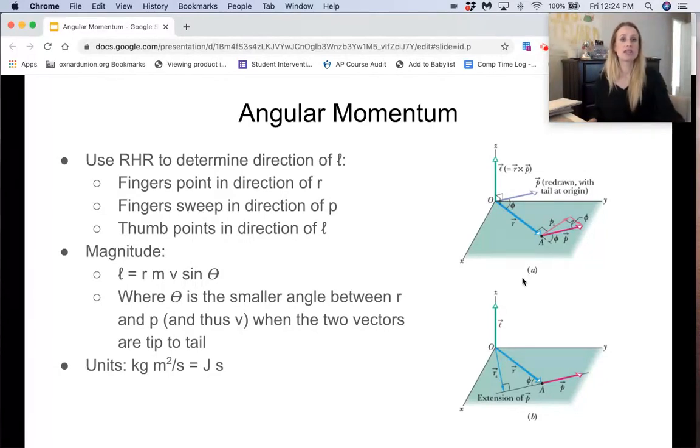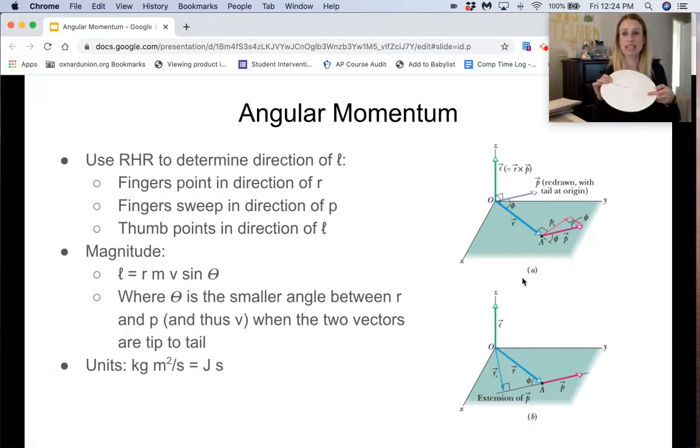So what we do here is we point our fingers in the direction of r, because that's the first vector in our cross product, curl the fingers in the direction of the momentum or the velocity vector, and then the thumb points in the direction of our angular momentum.